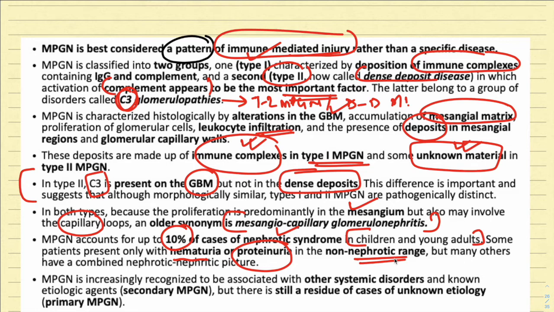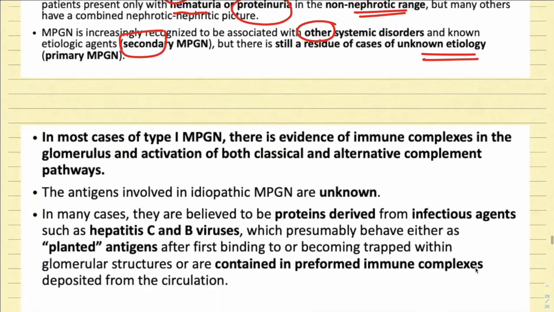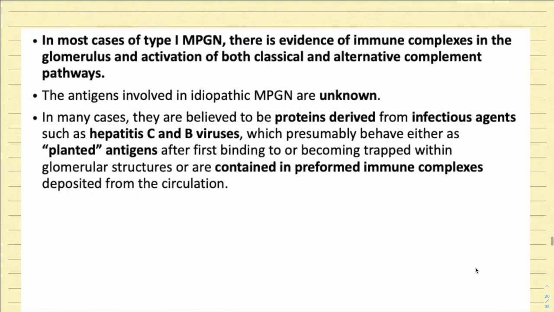Okay. Now MPGN is increasingly recognized to be associated with other systemic disorders and known etiologic agents. For example, just like we have primary and secondary everywhere, over here also we have secondary MPGN. Just remember this: where there is another known systemic disorder, it is called secondary MPGN. And those where only the kidney is involved and we do not know the cause, we call it primary MPGN.